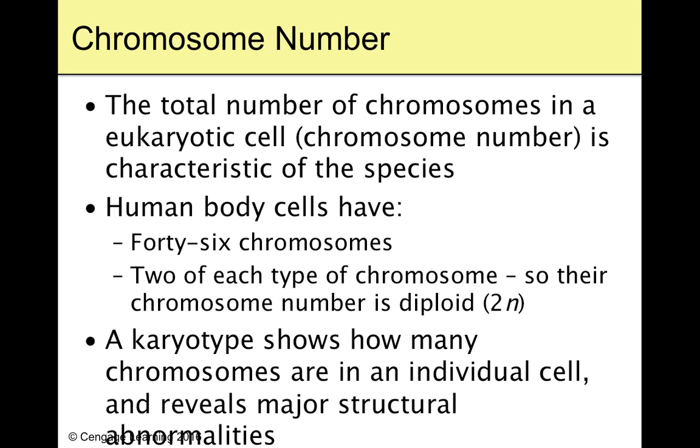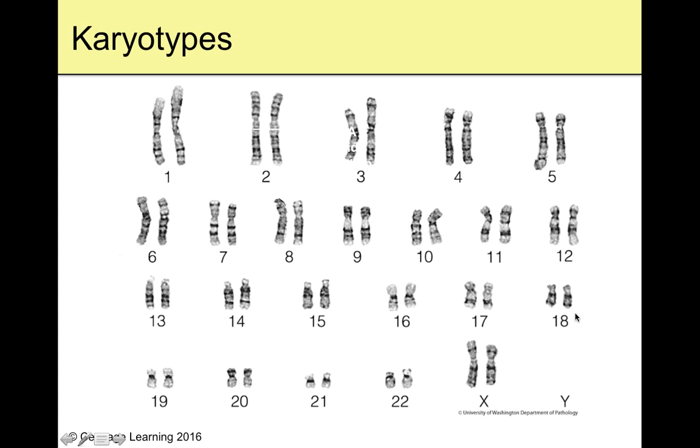So a karyotype shows how many chromosomes are in the individual cell, and it reveals abnormalities if they're really blatantly obvious. All a karyotype is a picture. It's a picture of your chromosomes. And we take all of your chromosomes and we lay them out by size, smallest to biggest. And we take a picture of it. And that's a karyotype. And so here you have a karyotype of a human.